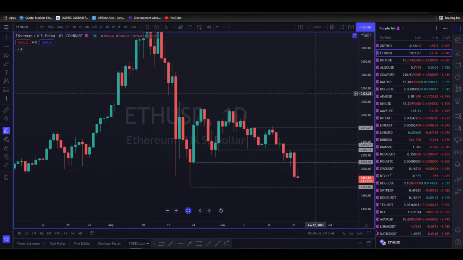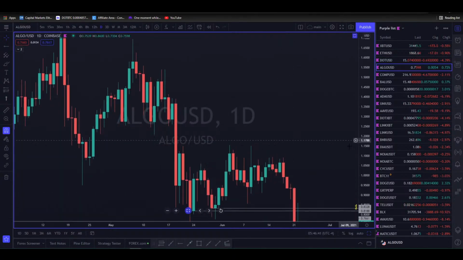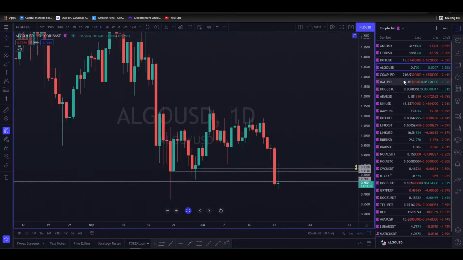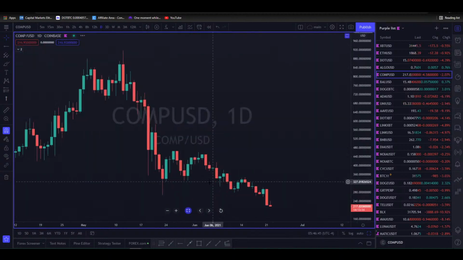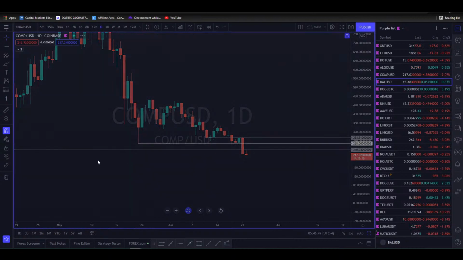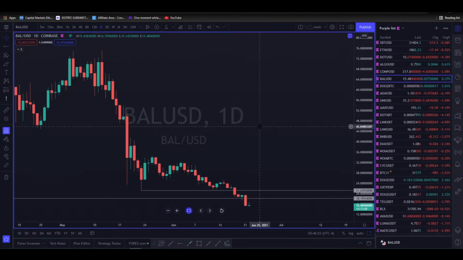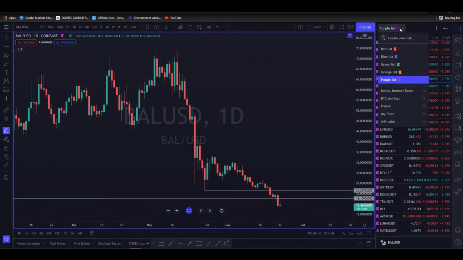All of them look disgusting. Every single one of them's red on the day, except Algo. And give it time, it will be as well. All of them looking for that capitulation wick low. Compound has already taken it out. Balancer has already taken it out. So many of these things are just as bearish as they can be.